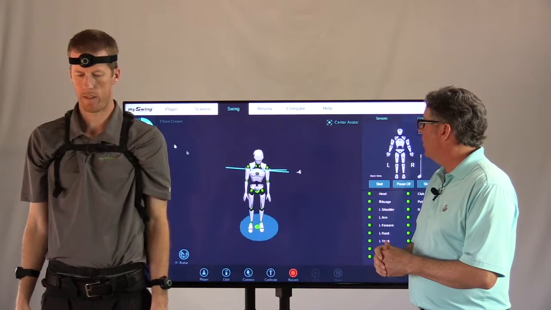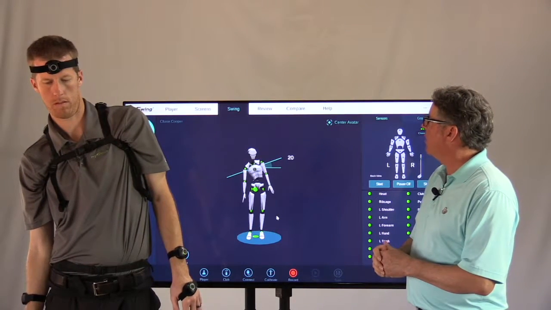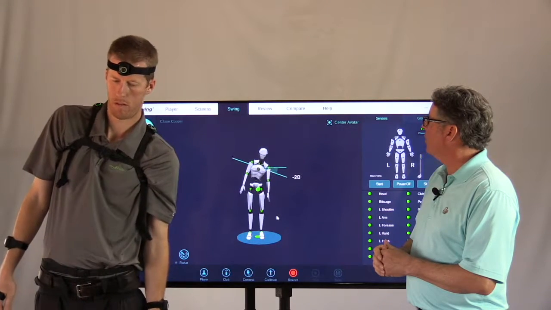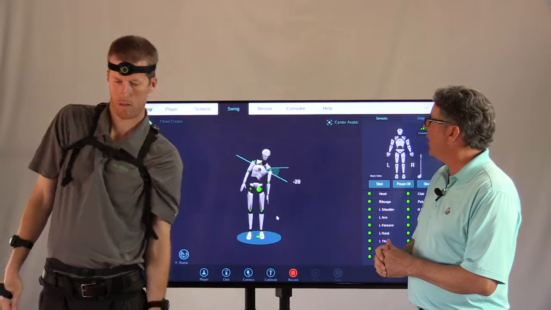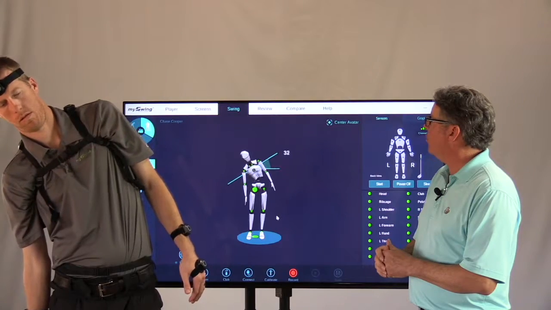So rib cage side tilt would be, there it is. Left side high, left side low. Left side low is negative. Left side high is positive. Rib cage tilt.